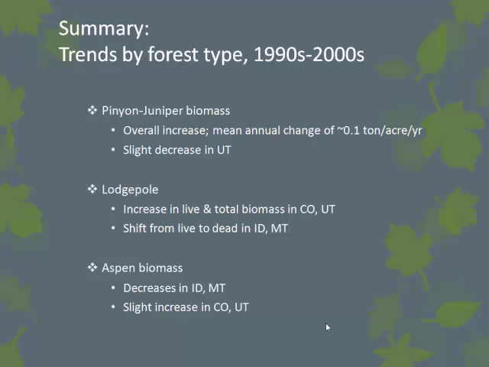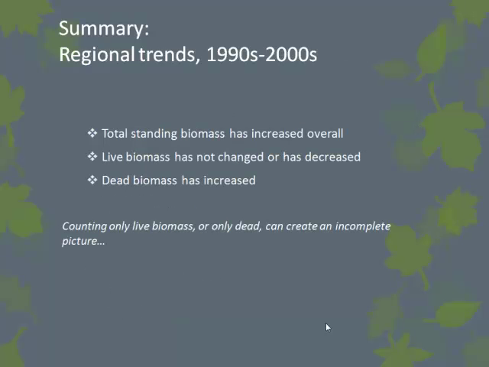Lodgepole increased in Colorado and Utah. Big shift from live to dead in Idaho and Montana, as we saw some disturbances taking hold there. Aspen decreased in Idaho and Montana, both total and live, and then slight increases in the total biomass in Utah and Colorado. And again, I want to emphasize that I sort of hand-picked these forest types. They're things I thought people might be interested in. We can definitely look more specifically at a state of interest, a forest type of interest within different elevation zones or ownership categories. We'd be here a long time if I tried to present everything I thought was interesting, though.